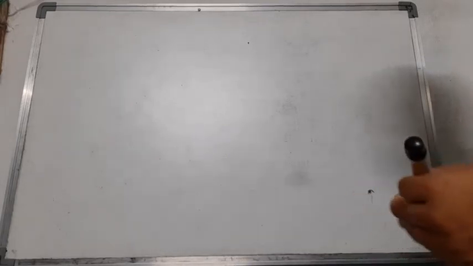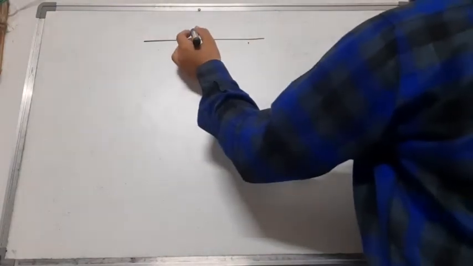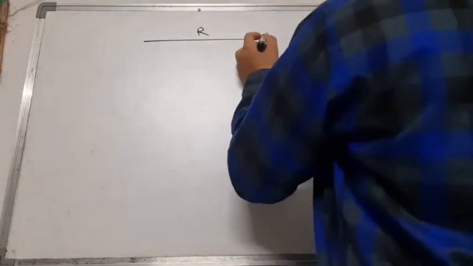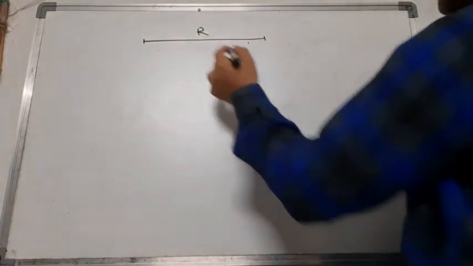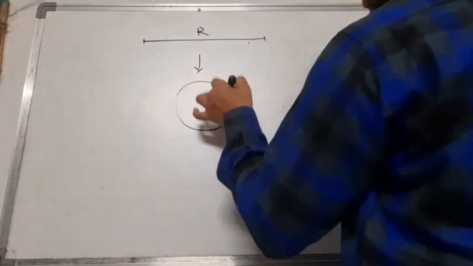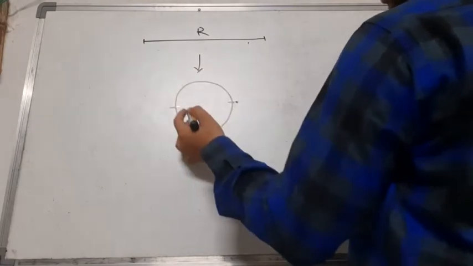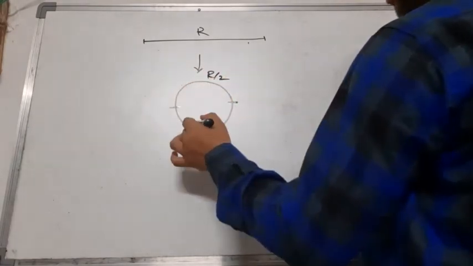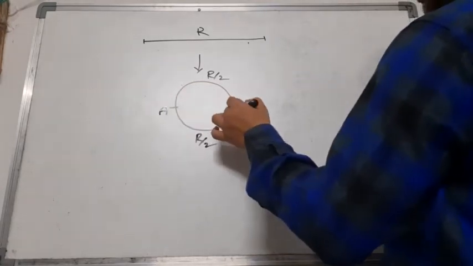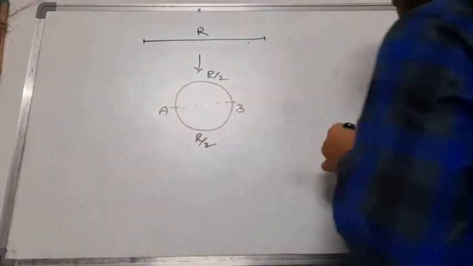Next, there is one wire like this. It is having the total resistance R. It is bent into the circle, and it is cut into two halves. So half resistance will be R by 2, another half resistance will be another R by 2. So this is AB. Now he is asking what is the resistance across this AB.